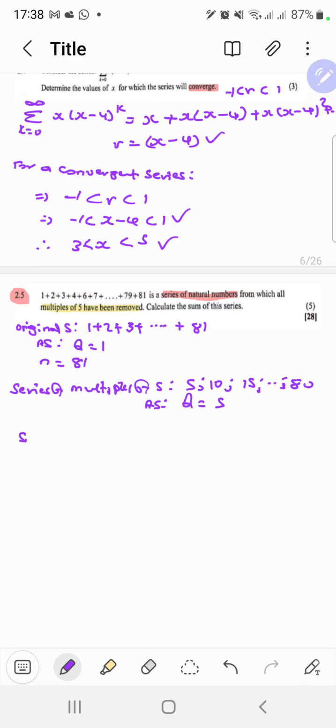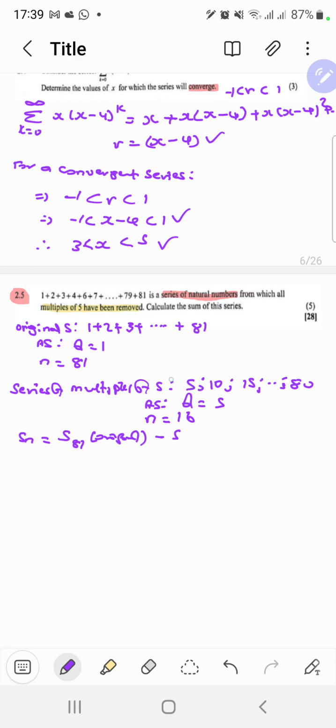So basically Sn here is going to be the sum of the 81 terms of the original, right? Minus the sum of, okay, I forgot to do n here. What is n here? n is going to be 80 divided by 5, which is 16. Okay, not a problem. So that's how you do that one. And then, of course, you can go about it.